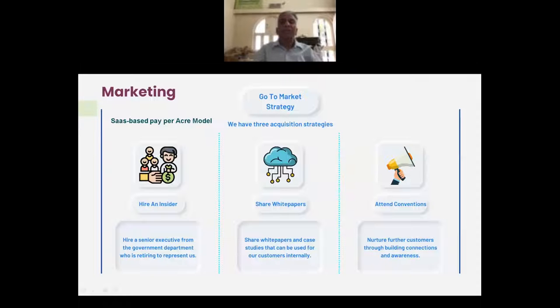Our go-to-market strategy has three acquisition strategies. One is to hire an insider. And this company has hired me. I am an insider, from the Water Resource Ministry, Agriculture Ministry, and all those departments. So hire a senior executive from the groundwater department who is retiring, to represent us in that particular state. We share white papers and case studies which could be used by our customers internally as well as to their customers. And we attend meetings, conferences, seminars, and trade fairs, and provide the information, and do digital marketing. We have a website, and very soon it will be an interactive website where a stakeholder can log in, place the order, and get the information.